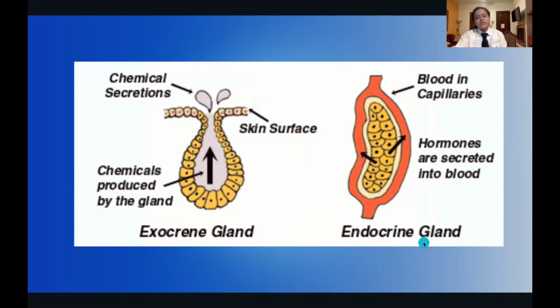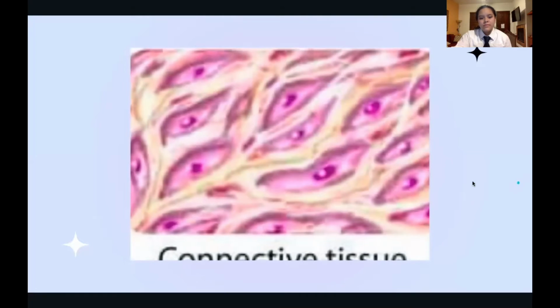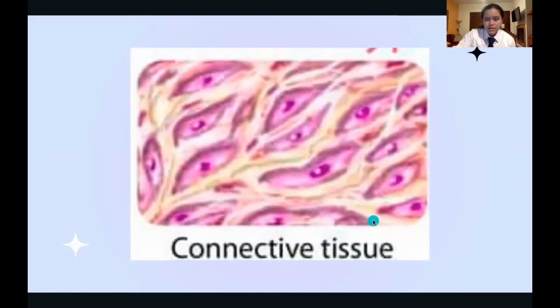Next, we have the endocrine gland, which is in charge of secreting hormones. How? As we can see here, the hormones are secreted into the blood. Next, let's continue with the connective tissue.